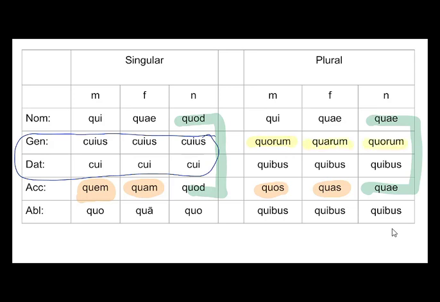Quorum, quarum, quorum. Orum, arum, orum. Consistent. No problem there. And then we have the quibus, quibus, quibus, the dative and the ablative plural, all the same. No surprises there. Again, none of these are surprising. You just have to remember them. And then, of course, the ablative singular all end in long vowels, quo, qua, quo.